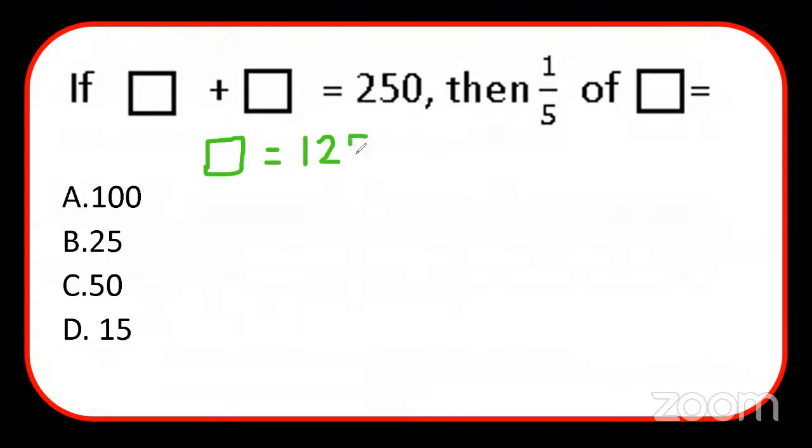And then it further said 1/5 of box. We're trying to find 1/5 of box. Box is 125. So 1/5 of that is written like this. Or it could be written like this.